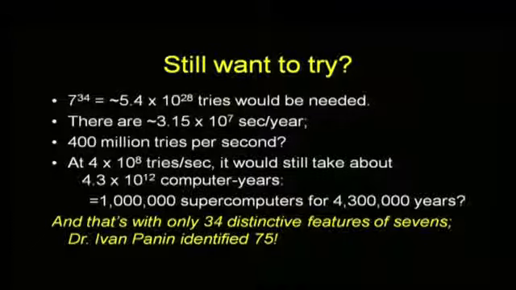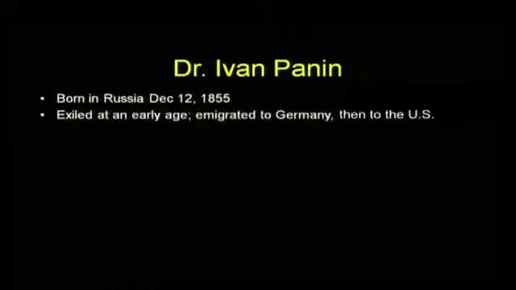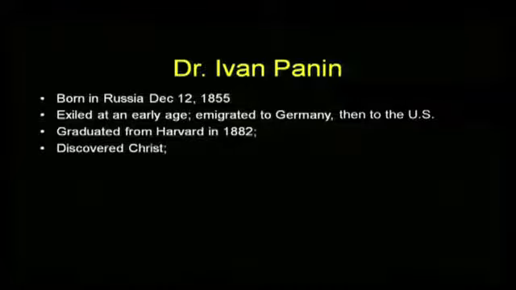Dr. Ivan Panin, who researched this and discovered these things, identified 75, not 34 rules, and that goes beyond our imagining. Dr. Ivan Panin was born in Russia back in 1855, exiled at an early age, got involved in a plot against the Tsar, emigrated to Germany and then the U.S. He graduated from Harvard in 1882. And interestingly enough, he discovered Christ. Now, every one of us in this room that has discovered Christ is the result of a miracle. But if you've got a PhD from Harvard, that's a bigger miracle.